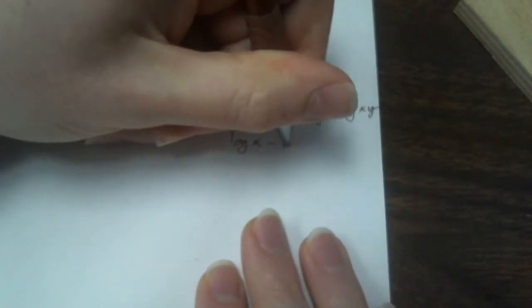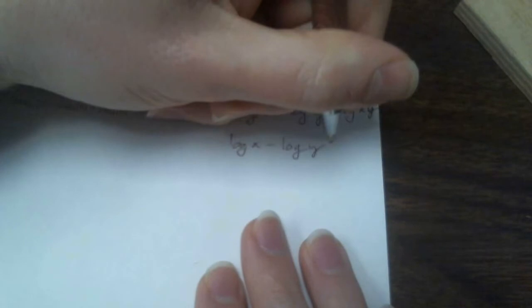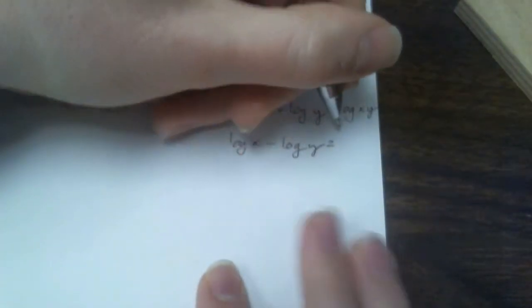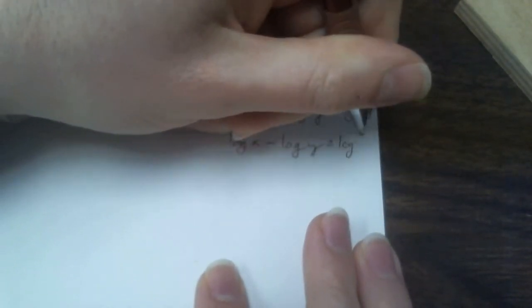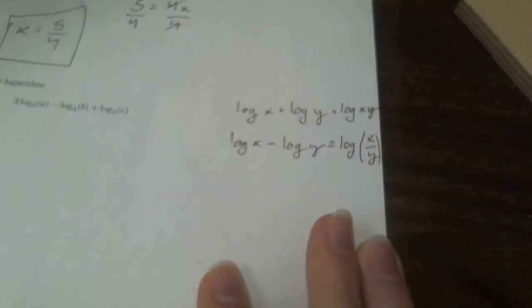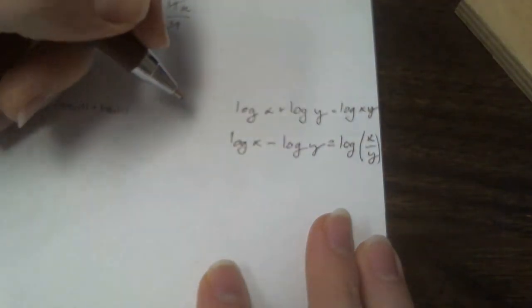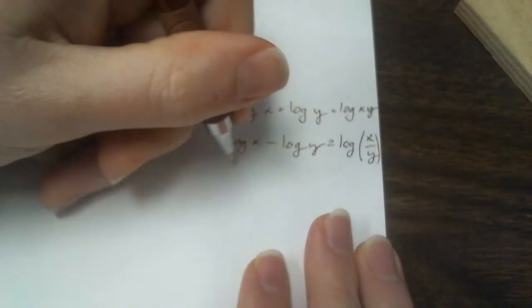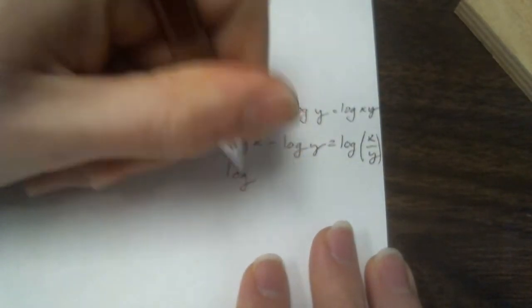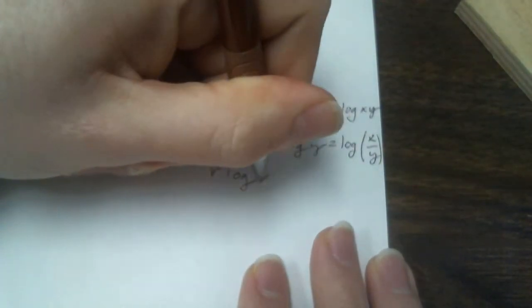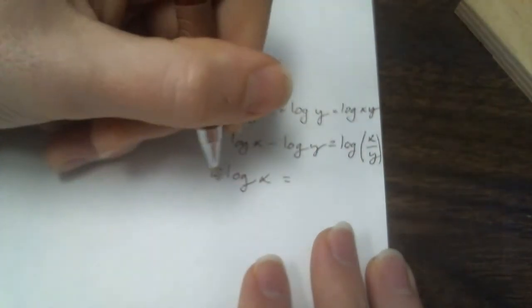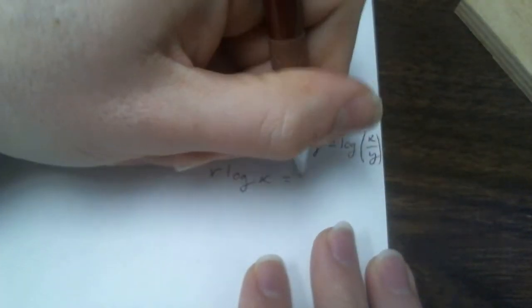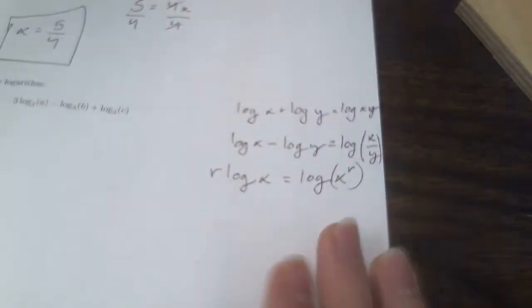The next property is the quotient property. If you have the log of x minus the log of y, that's going to be the log of x divided by y. So if you're subtracting two logarithmic expressions, you can combine them into a single logarithm, and then you take the quotient of your two arguments. And the last one is if you have r times the log of x, you can bring that coefficient into the logarithm as an exponent. So you have the log of x to the r.